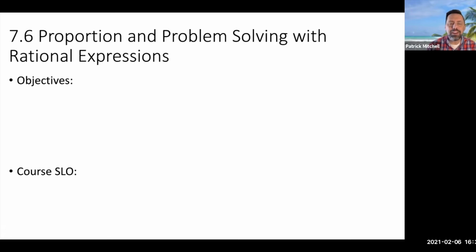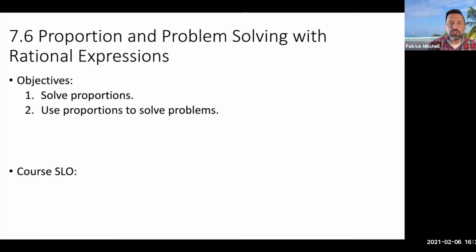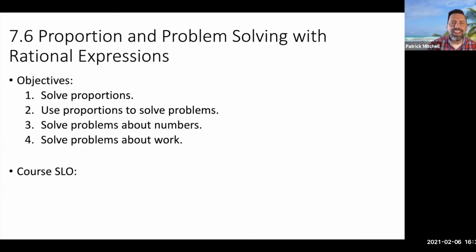So today we're talking about Section 7.6, which is proportion and problem solving with rational expressions. We're going to look at a variety of applications in this section. We're going to start with proportions, using proportions to solve problems, solving problems about numbers, what I affectionately call who cares problems, problems about work, shared work, and problems about distance.